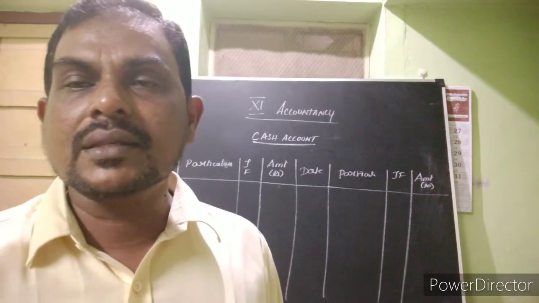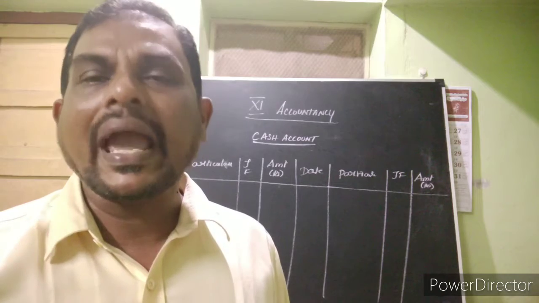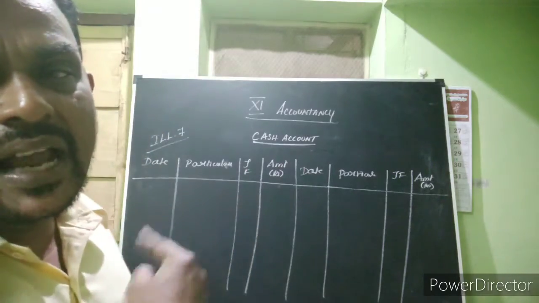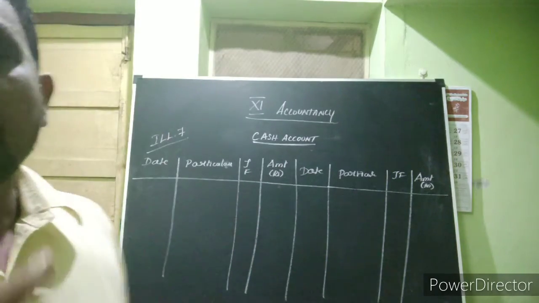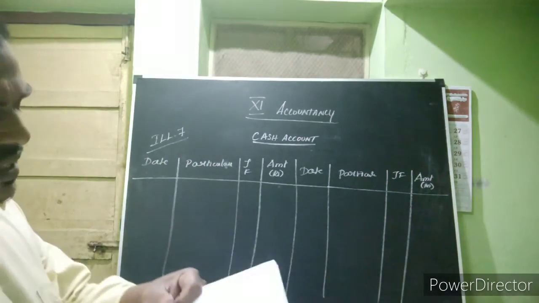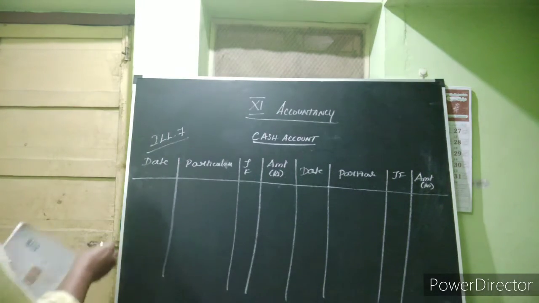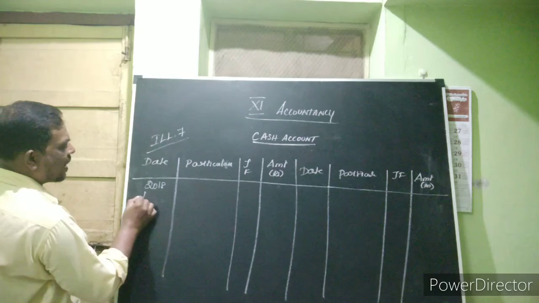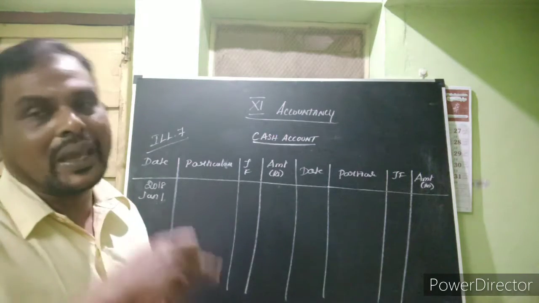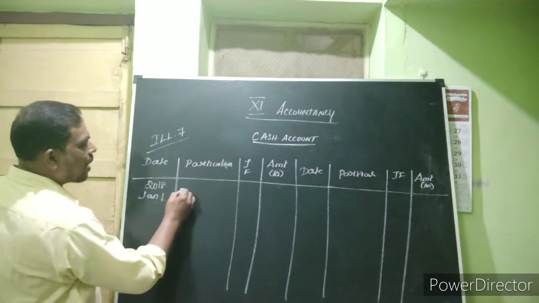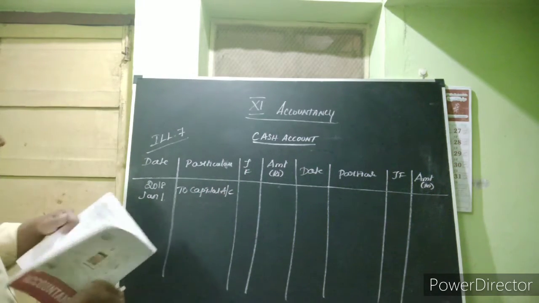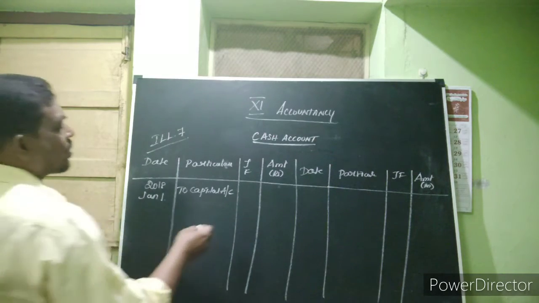What is the journal entry for this? Cash account debtor to capital account. Here, now we are preparing the cash account only. So cash account debtor, so cash is available in the debit side. So your hand should come in the debit side. What is the date? January 2018, so 2018 January 1. Cash account debtor, debit side, to capital account. To capital account. What is the amount? Amount is rupees 62,000.